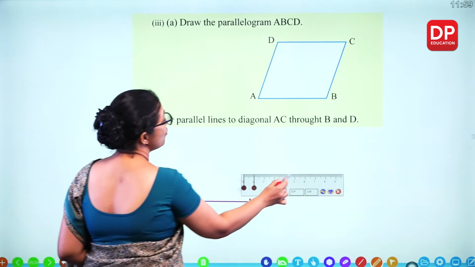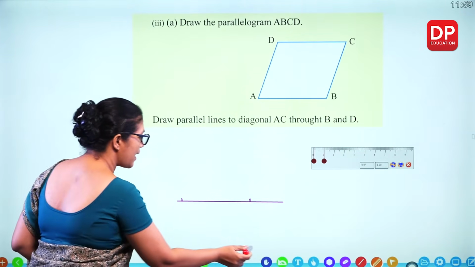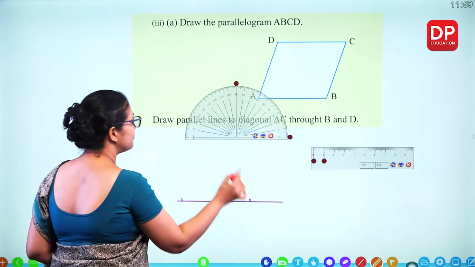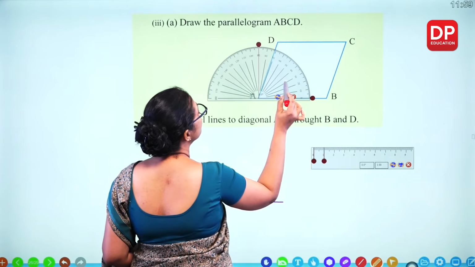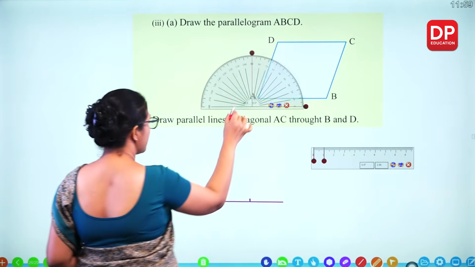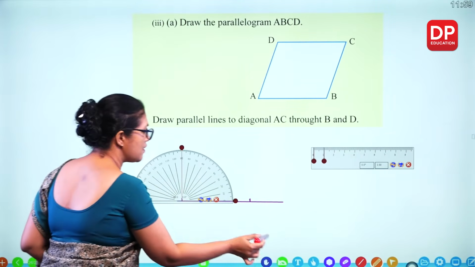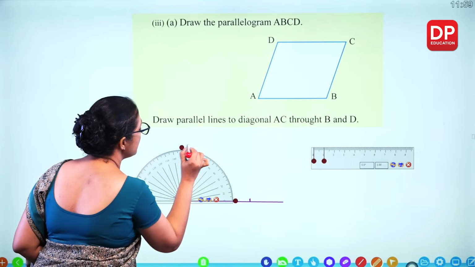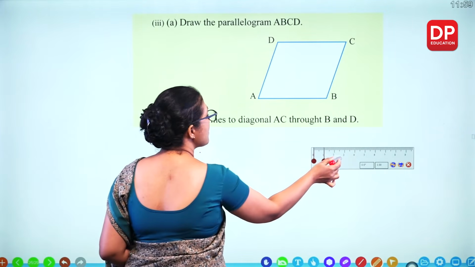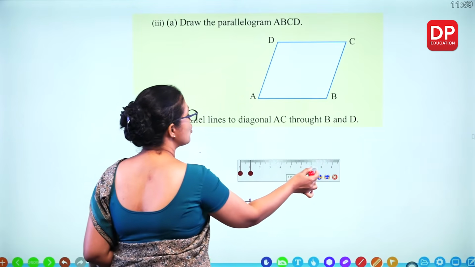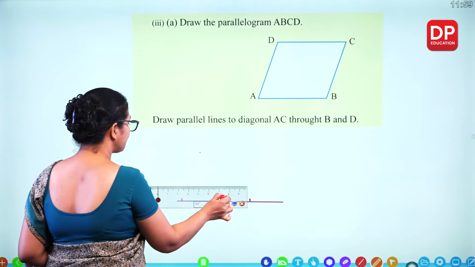And if you want to draw the same parallelogram, you have to measure the angle. So this is 70 degrees. So from here, you can measure 70 degrees and mark the line here. Then you can now measure this length. First we'll draw the line.